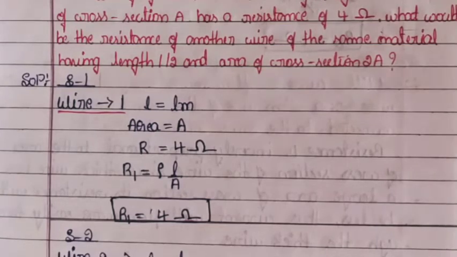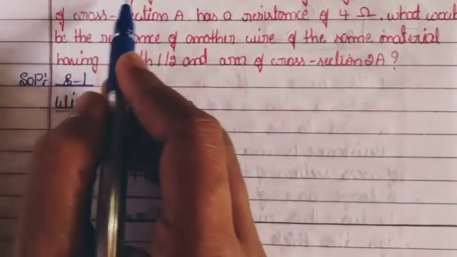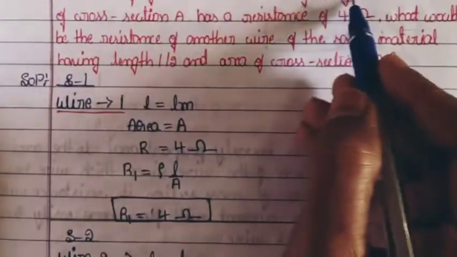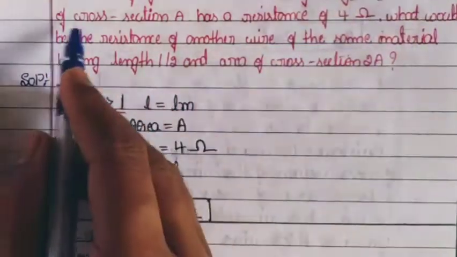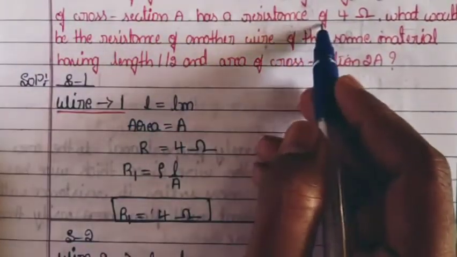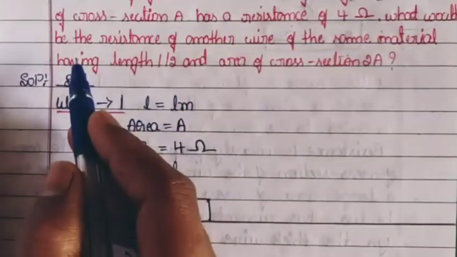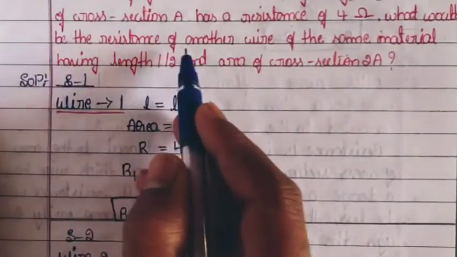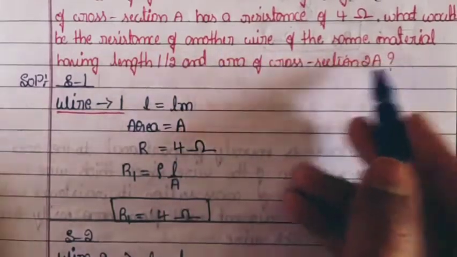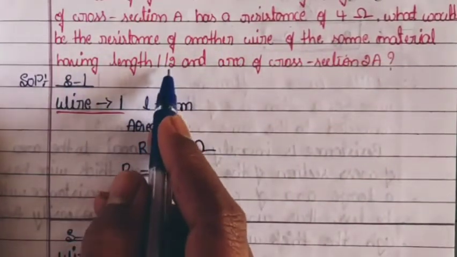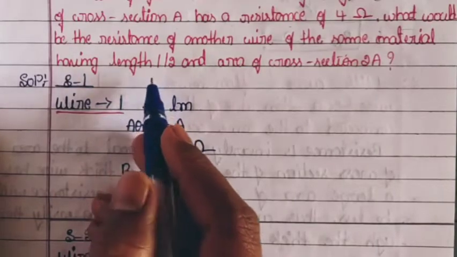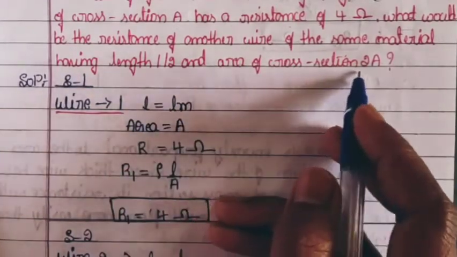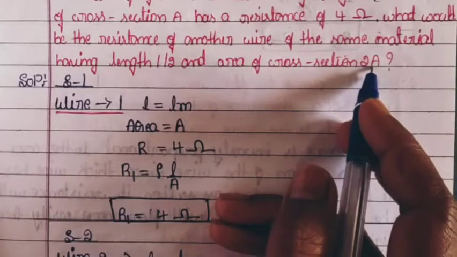Children, now come to example 12.6 in your textbook, page number 103. What is asked in this problem? Listen. A wire of given material having length L and area of cross section A has a resistance of 4 ohm. What would be the resistance of another wire of the same material having length L by 2? That means half of that length. And area of cross section is 2A. That means it is doubled.